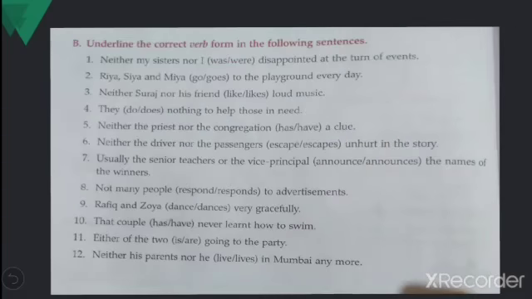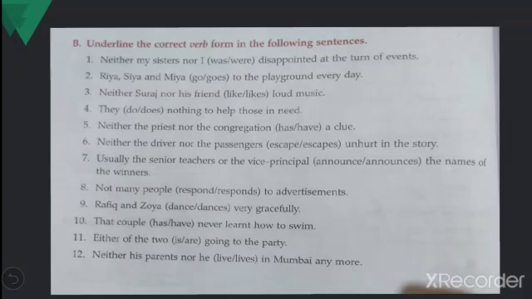Now let's move to the exercise so you can understand easily. Underline the correct verb form in the following sentences. Neither my sisters nor I, in brackets, were disappointed at the turn of events. Now look at here. Neither nor. So which rule? Rule number 14. Neither my sisters nor I.